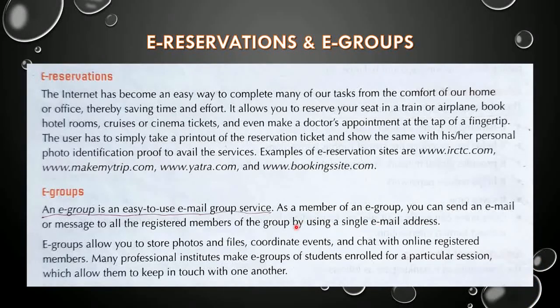It means what? Those who have the e-group can send their message, an email or message, where? To all the registered members in the group. You need to register the members. In the group, you need to create the group and add the members. And when you send the message to the email, it will go to those members.